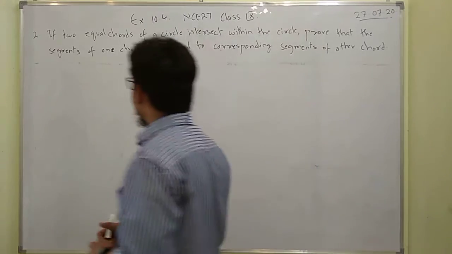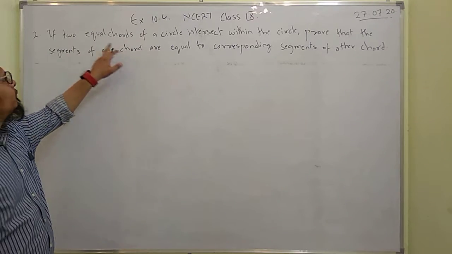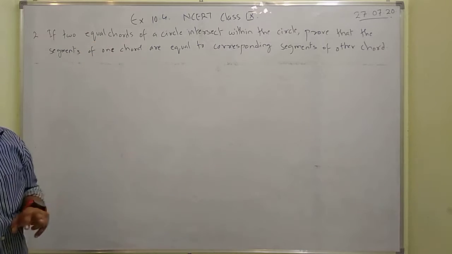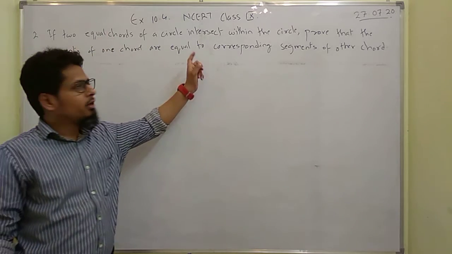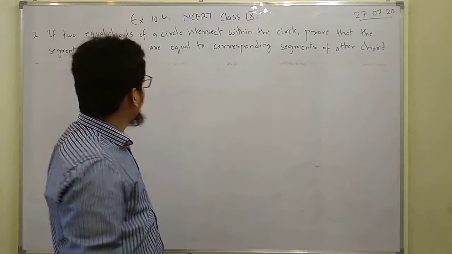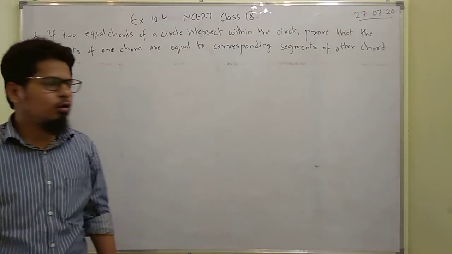Okay class, so this is a question. The question is: if two chords are equal. So what is the given part? The given part is that equal chords of a circle intersect within the circle. Prove that the segments of one chord are equal to the corresponding segments of the other chord.